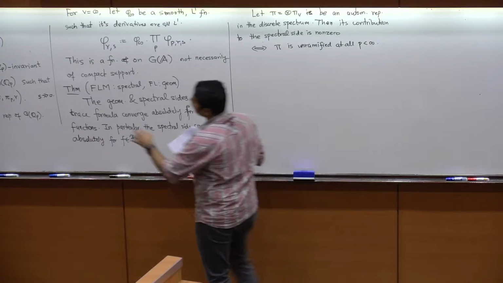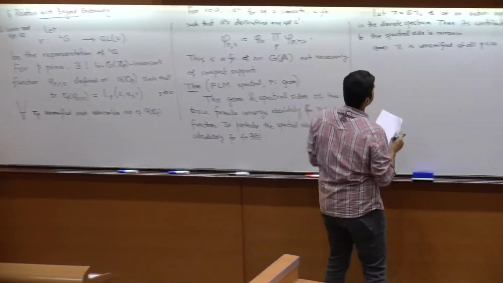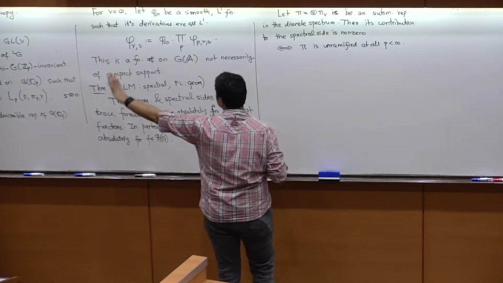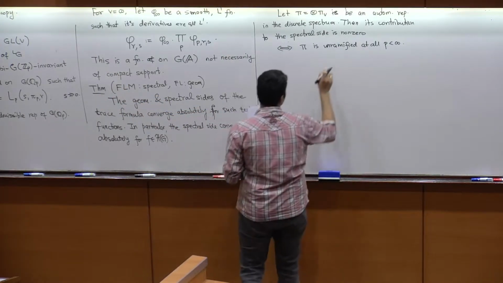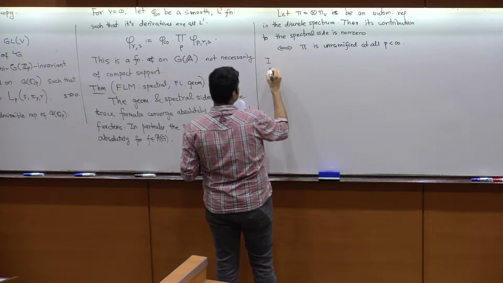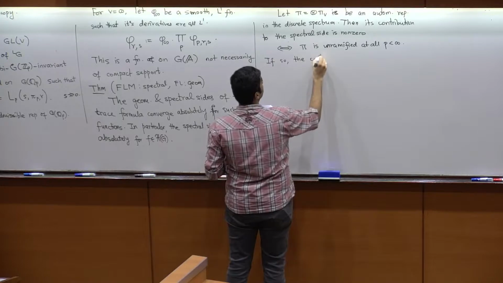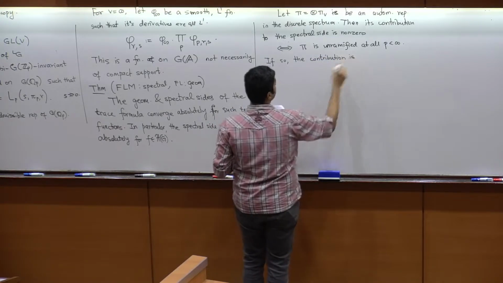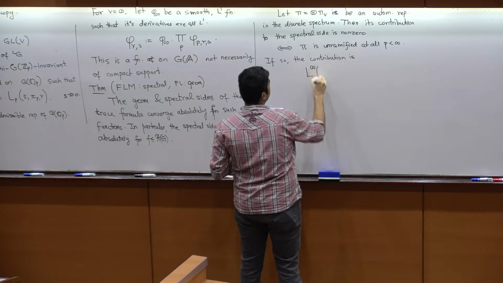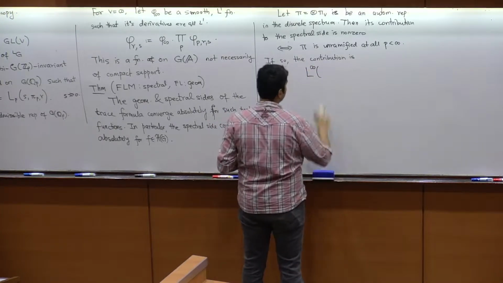I mean, you can play with this. You can choose some finite set S and you can do these things. But for the easy case, let's say at every place you choose this as a test function, then pi needs to be unramified. And if so, the contribution is L infinity S pi infinity R.